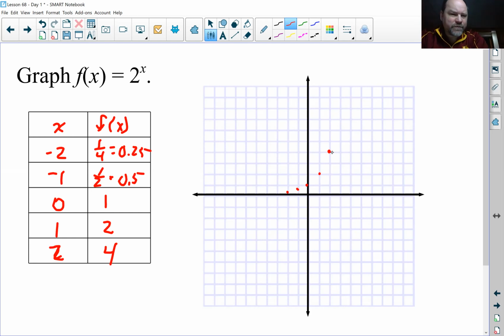The thing with exponential functions, if it's just a number to a power, there is an asymptote at 0, at y equals 0. So it will approach the axis, but not cross it down this way. And then it goes off to infinity that way. So there's our graph for 2 to the power of x.